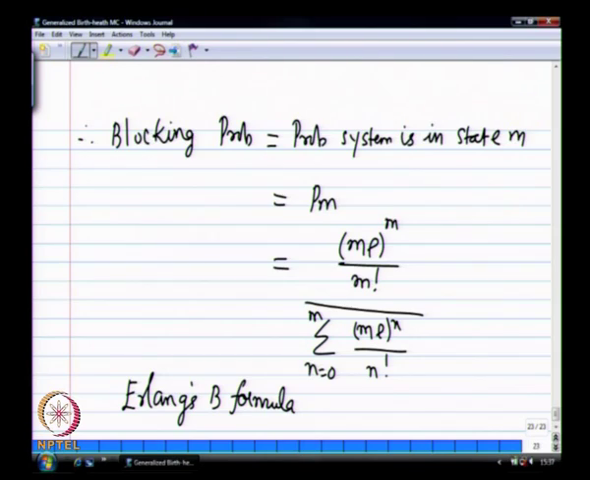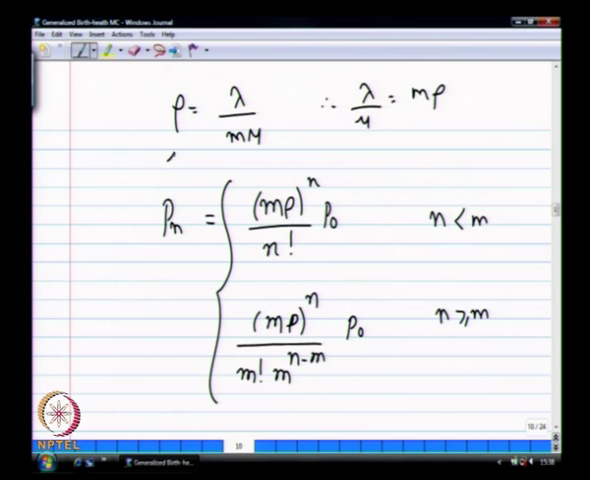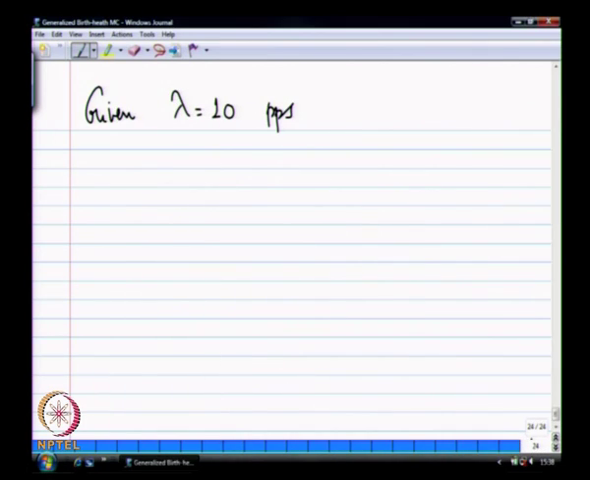Questions? So do you want to calculate? Okay, let us try this. Given lambda equals 10 packets per second, mu equals, we will say, 50 packets per second, right.